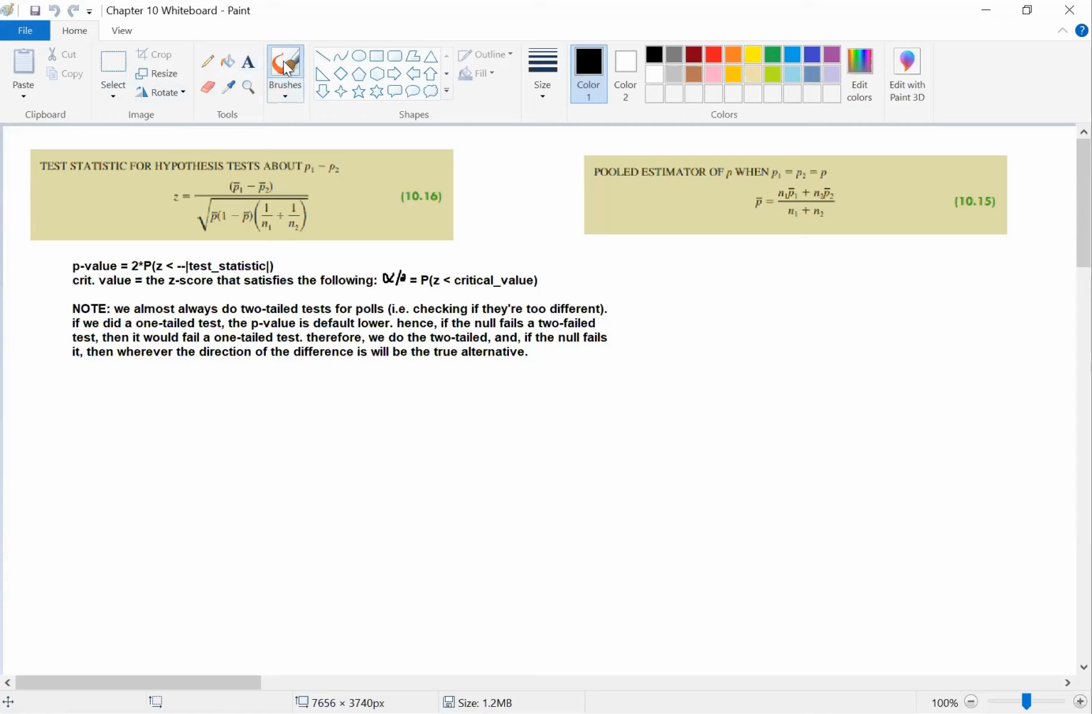Technically, if you wanted to put this in the weighted average formula you're familiar with, this would be the same as N1 over N1 plus N2 times P1 bar plus N2 over N1 plus N2 times P2 bar, where the weights would be N1 over N1 plus N2 and N2 over N1 plus N2. And that makes it much more clear why it's pooled, it's weighted. And obviously, if one of the samples is bigger than the other one, then it has more weight because it's a bigger sample.